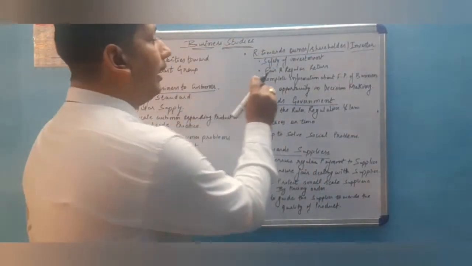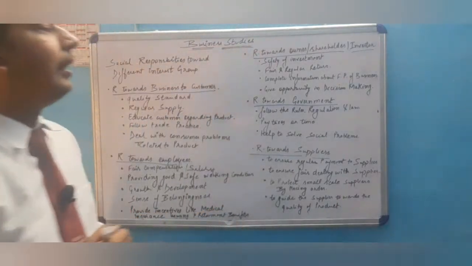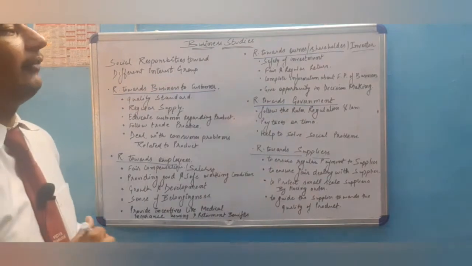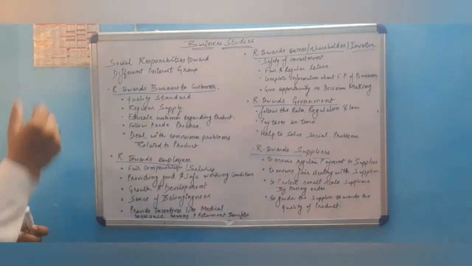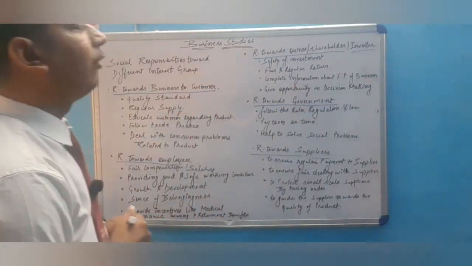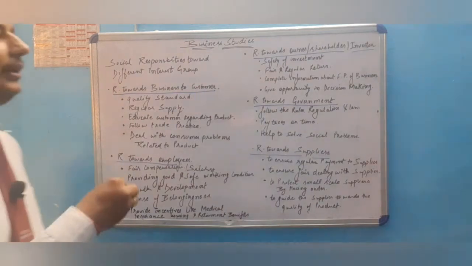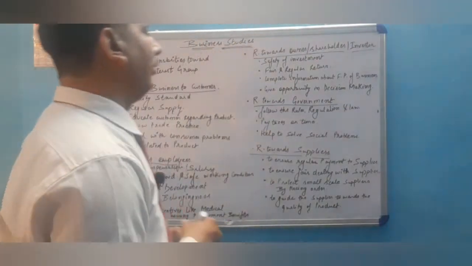kind of business. Next one is complete information about the financial position of a business. It means the shareholder or investor will also know the financial position of that particular business in which they are investing. Next one is giving opportunity in decision making. The shareholder and investor also want to engage in the decision making of the business. Okay, now it is clear to you.